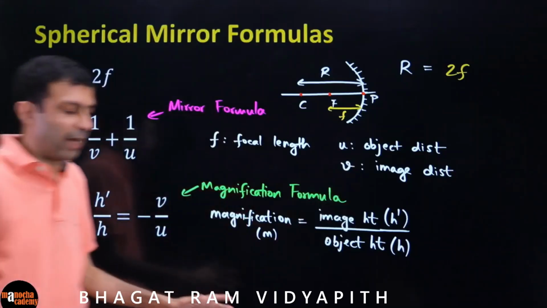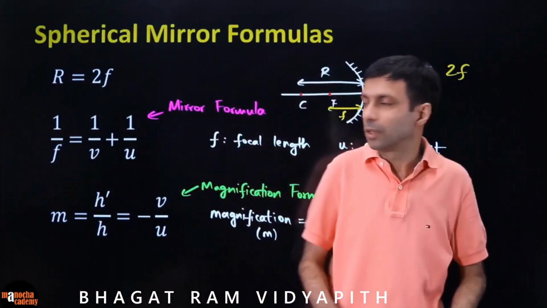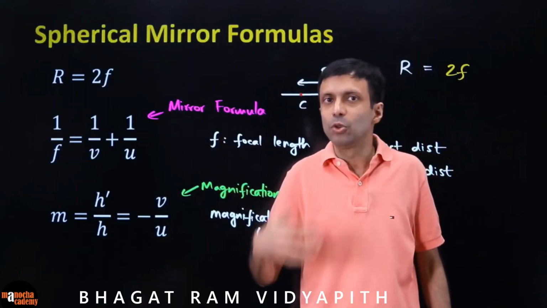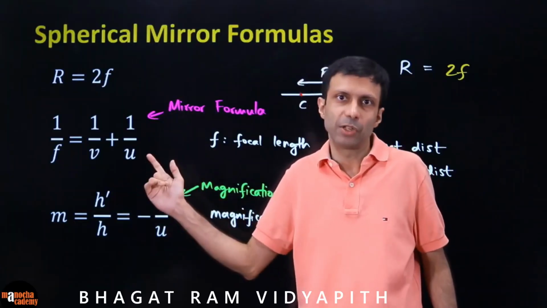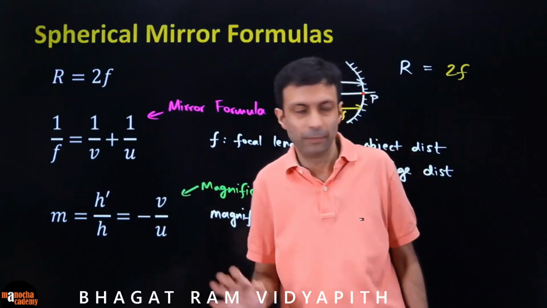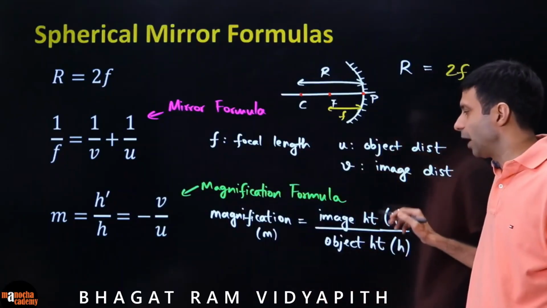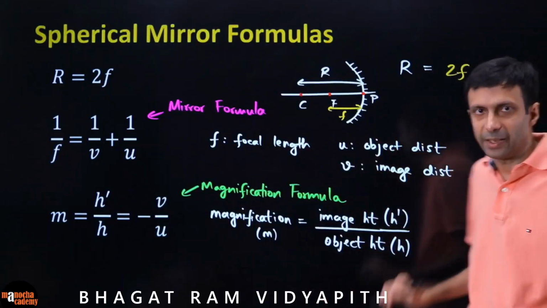Very important. Please write and learn these formulas. The best way to learn the formulas is to write them down and keep using them in the questions. And whenever you're doing the sums, please write down the formula, then substitute. Don't directly substitute. Okay. HT stands for height, image height by object height.